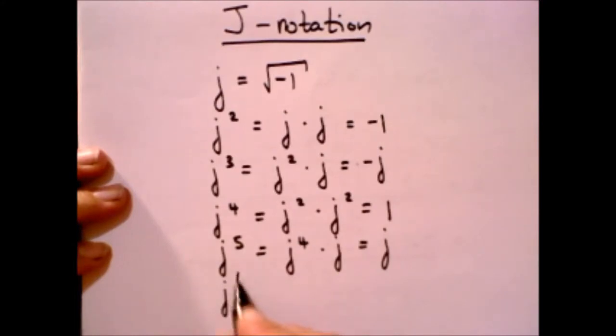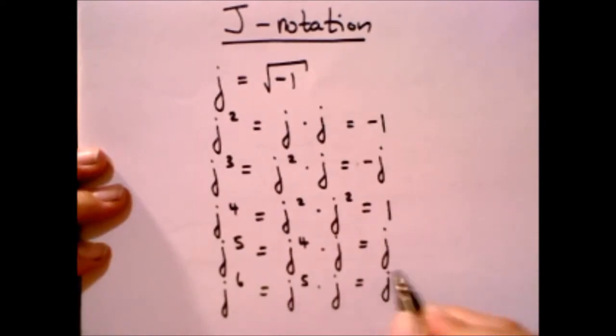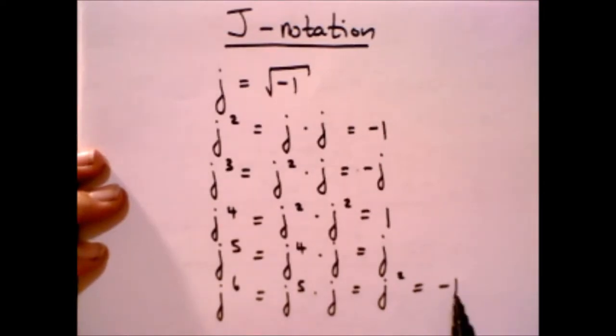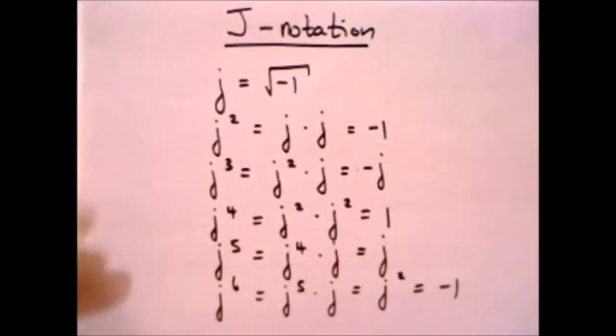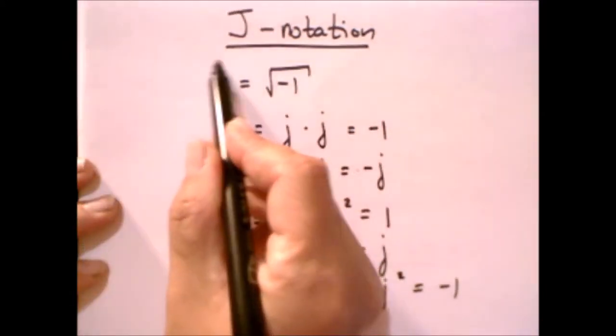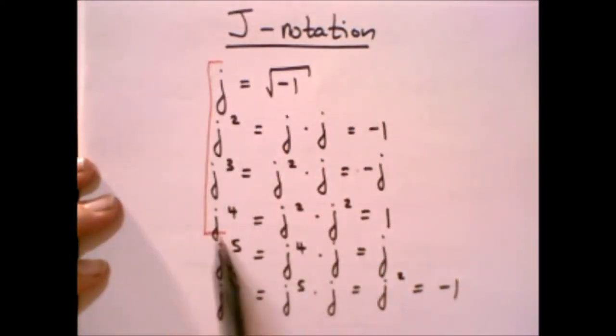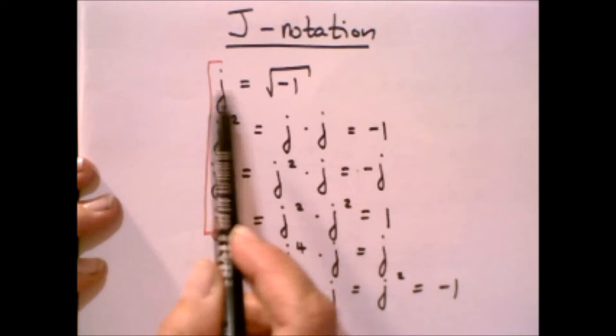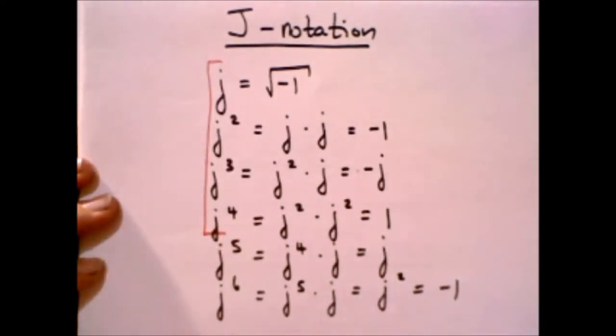You'll see if you carry on, j to the power 6, j to the power 5 times j, will be equal to j squared, which is going to be minus 1. As you carry on, you're going to find the values repeating themselves in blocks of 4. So you'll see here j to the power 1 to j to the power 4, and when you go to j to the 5, you start back at the same as what j was.